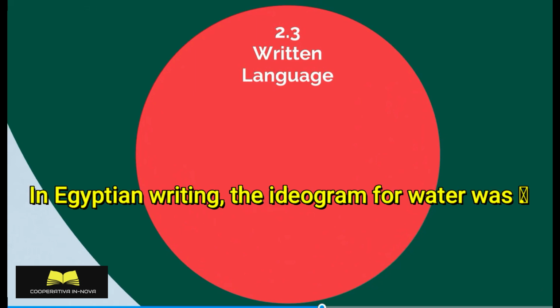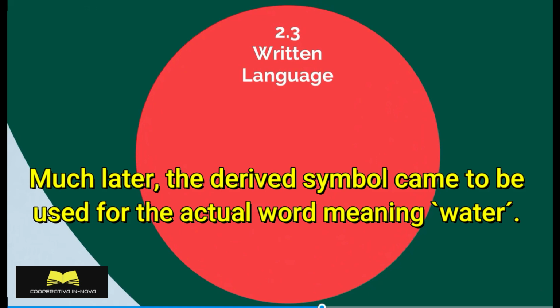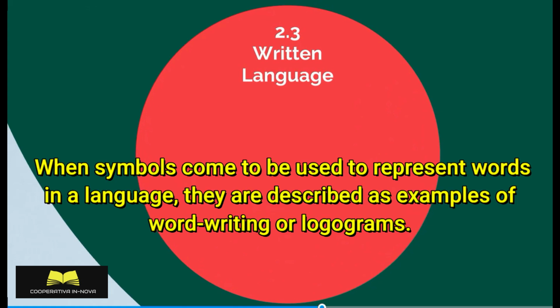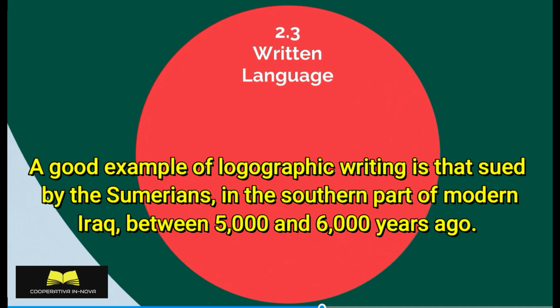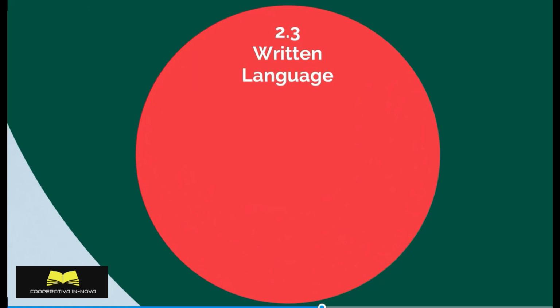In Egyptian writing, the ideogram for water was. Much later, the derived symbol came to be used for the actual word meaning water. When symbols come to be used to represent words in a language, they are described as examples of word writing or logograms. A good example of logographic writing is that used by the Sumerians, in the southern part of modern Iraq, between 5,000 and 6,000 years ago.